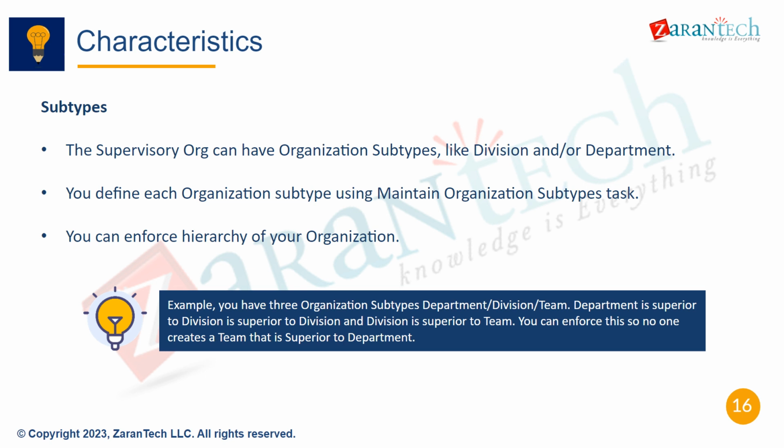The supervisory organization can have subtypes like division and department. You define the subtypes using maintain organization subtypes. This allows you to enforce hierarchy rules. For example, you could define department as superior to division, and division as superior to team. Then you can enforce that no one creates a team superior to a department.